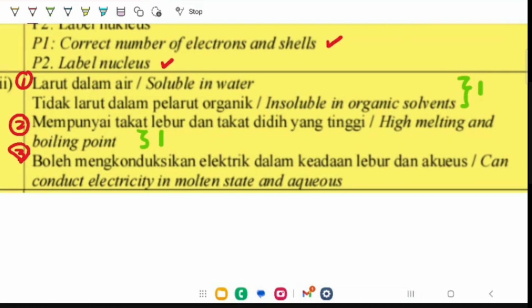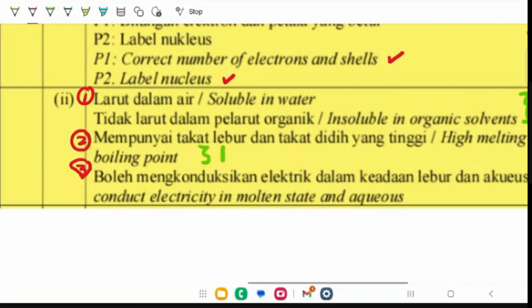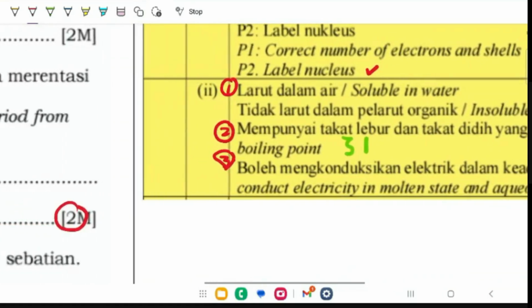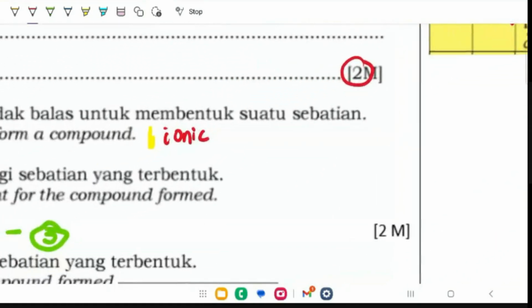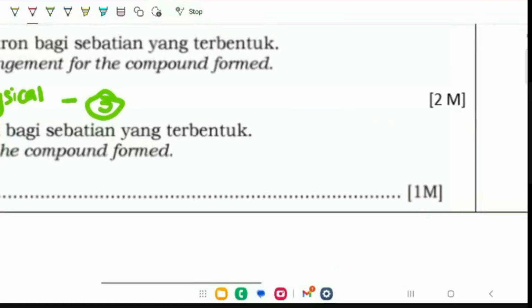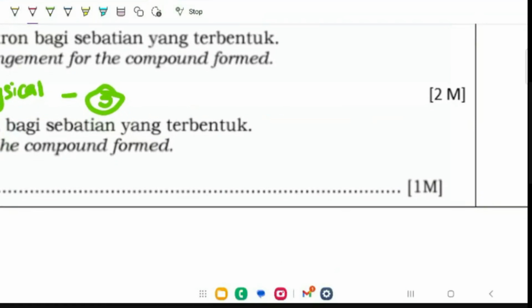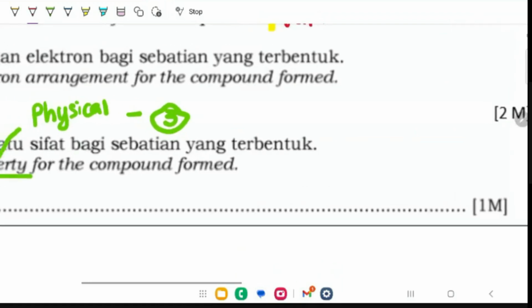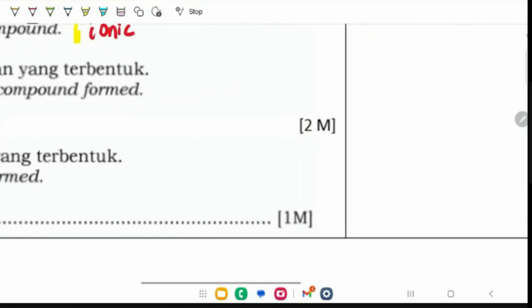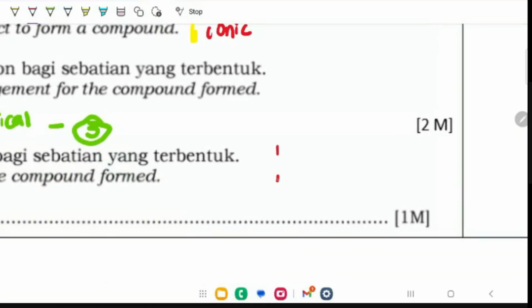If you refer to your notes, it is under which page, class? The physical property. Yeah, it's under page 89. Those who cannot get this, you can refer to page 89.